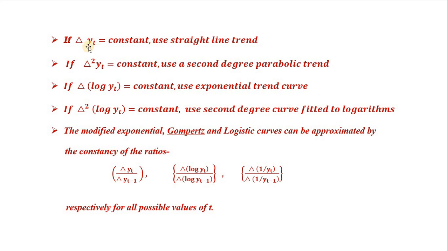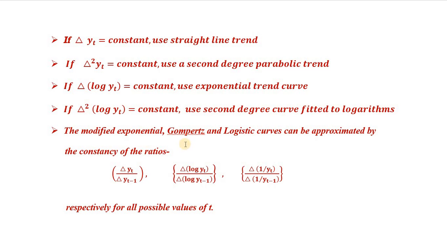So if delta yt is equal to a constant, then use a straight line. If delta square yt is constant, then use a second degree parabolic trend. If delta log of yt is a constant, then use exponential trend curve. And if delta square log of yt is a constant, use a second degree curve fitted to logarithm.